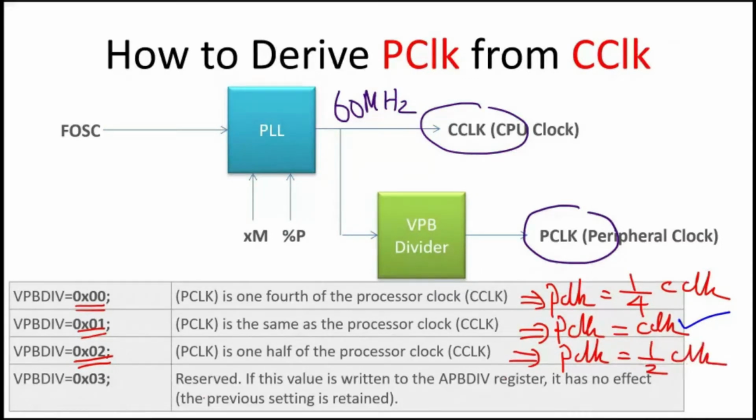03 is reserved, we are not using it. So we have options for taking either 1/4 or 1/2 or the same frequency. We are using the same frequency. This is the option that we are using. For that, your VLSI peripheral bus divider has to be hexadecimal 01. This is what you have to understand.